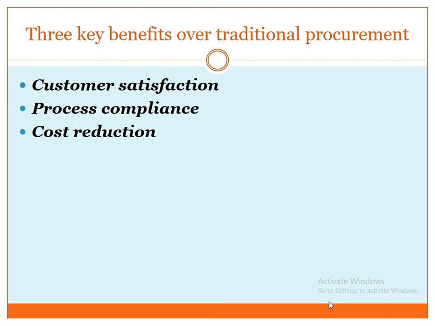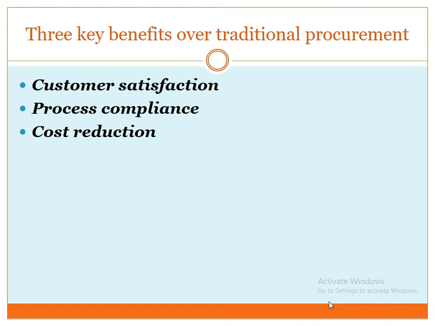Such systems allow individual employees to search for items, then check availability, place and track orders, and initiate the payment on delivery. So research found that e-procurement provides three key benefits over the traditional procurement process, displayed on the PPT. First is customer satisfaction, then process compliance, and then cost reduction. So we'll talk about them one by one.